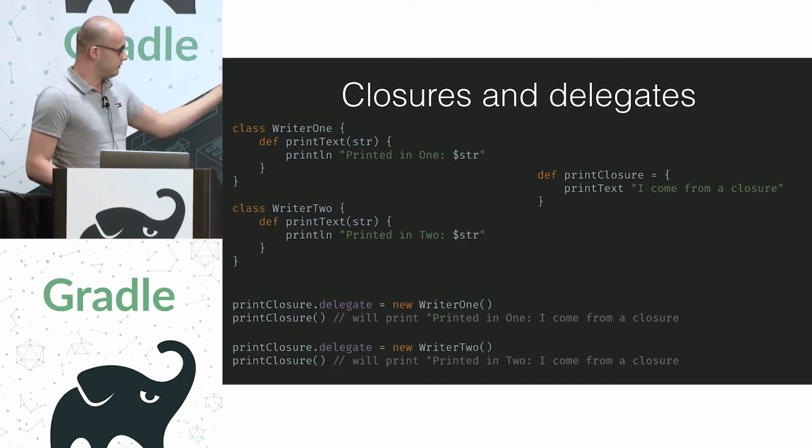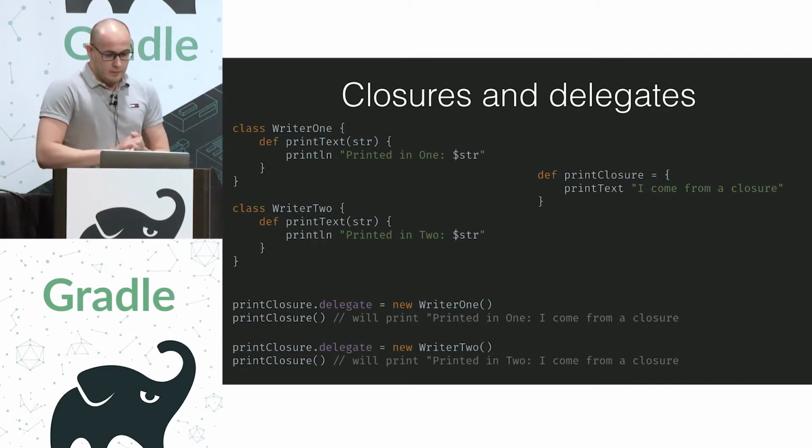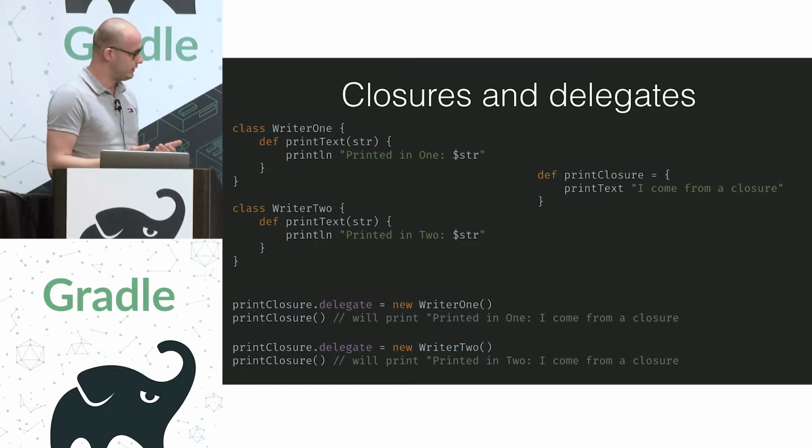So if we use writer1 delegate, it will use printtext from the first delegate, and if we use writer2, then it will use the delegate from writer2. And this is something that makes the Gradle scripts the most difficult to read, because the delegate is very dynamic. So in the documentation you see it, but you don't see in the signature usually against what object this closure can be executed.